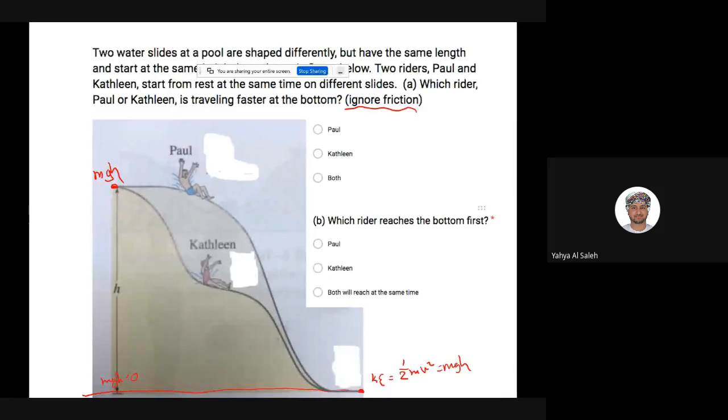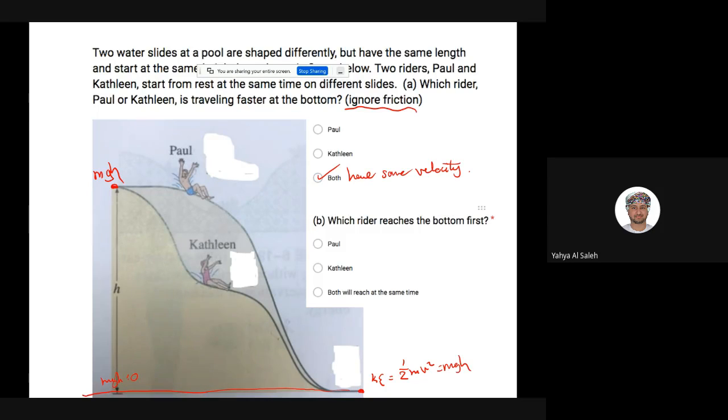So assuming they start at the same position, they end up at the same position, and they have the same mass, they will end up with the same velocity. So they both have the same velocity.